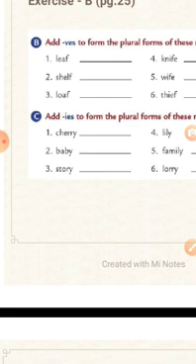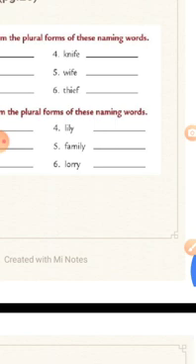Number 2, baby. Again here the last letter is Y and before the Y there is a consonant B. So we change this word to babies by removing the Y and putting IES in its place. So the spelling is BABIES, babies. Question number 3, story. Again we have Y and before that R is a consonant. So we remove Y and put IES in its place. So it becomes stories.